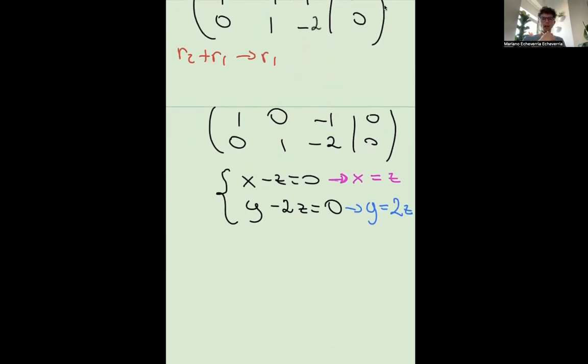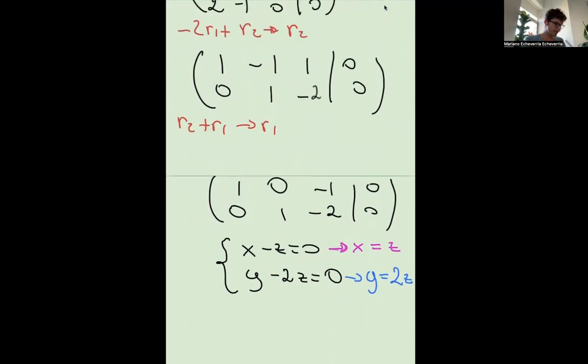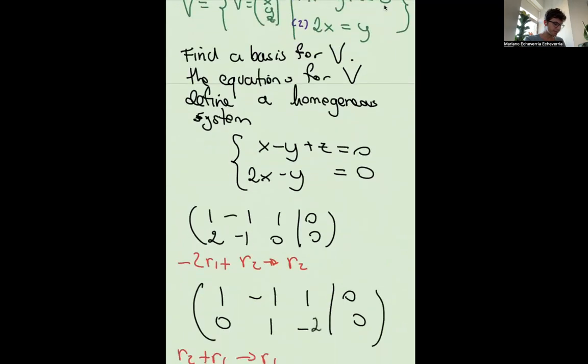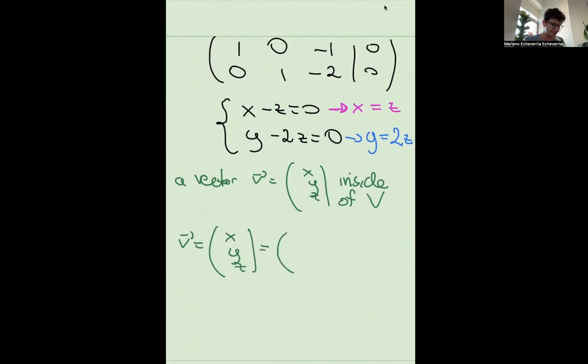Is that okay? And so if you start with a vector inside of V, well, it can be simplified because it was x, y, z, but I just showed you that x is really z and y is 2z, and z is just z, right? There's nothing that we did to it.